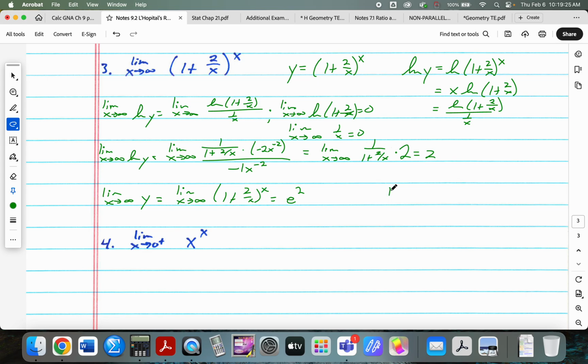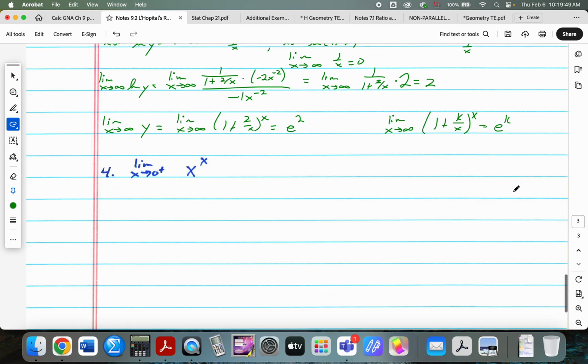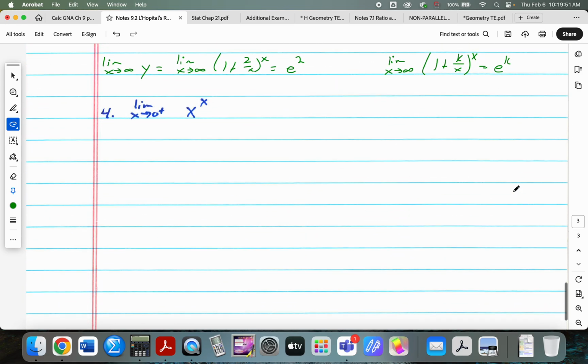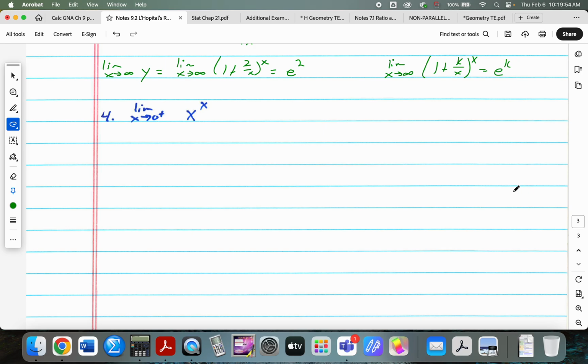So this is one where you may want to just memorize this one. The limit as x goes to infinity of 1 plus k over x raised to the x power is e to the k. That just may be something you put in your memory bank someplace. It's a pretty handy little limit sometimes.